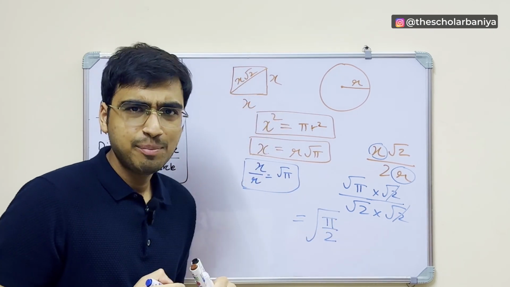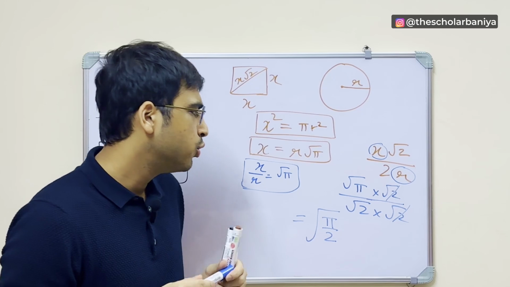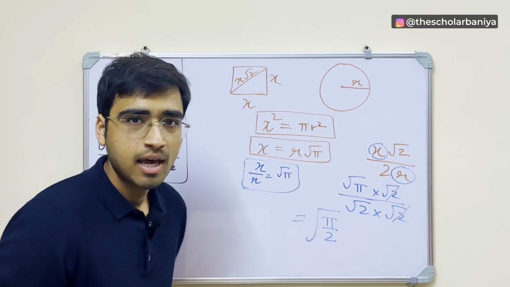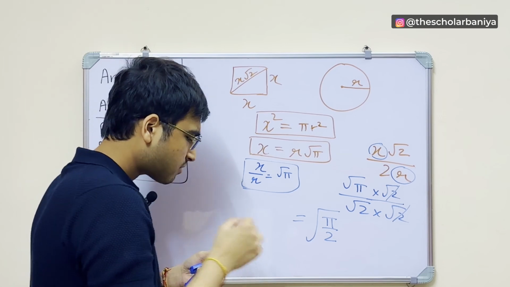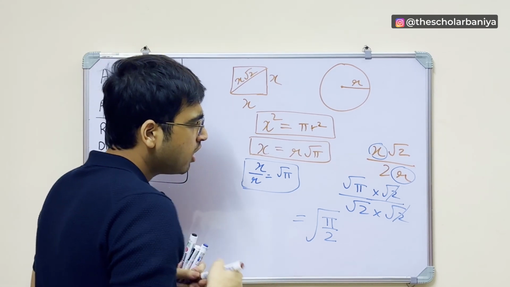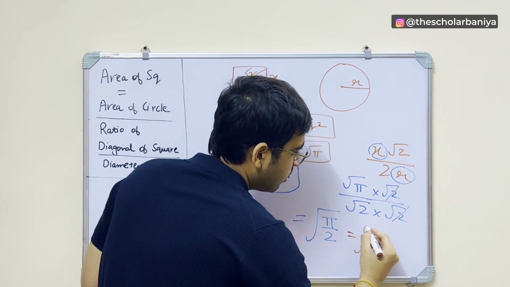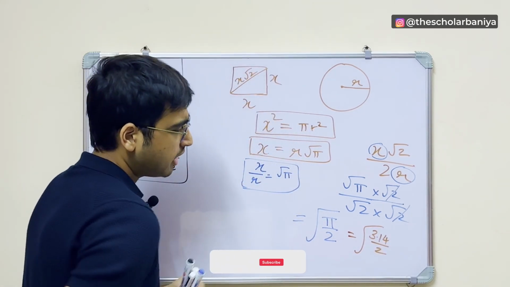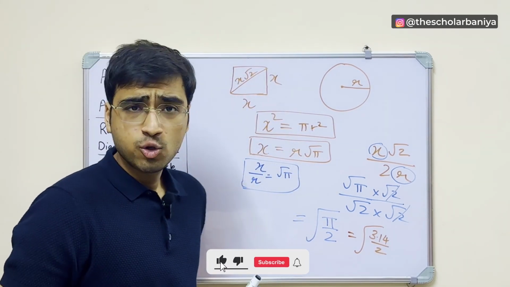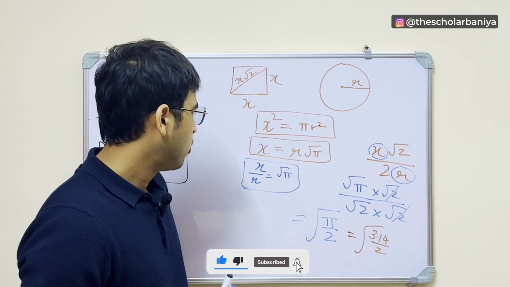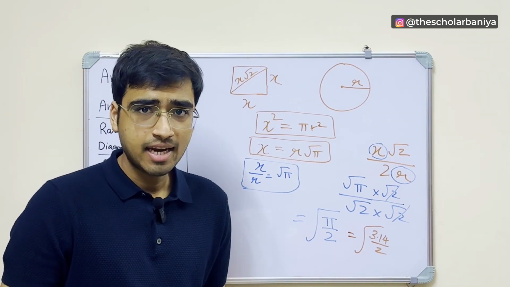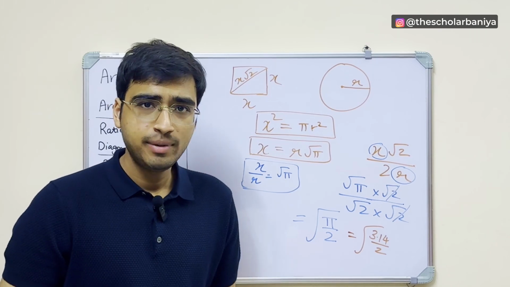Again, all of this is very basic solving. I hope you should be able to do it pretty quickly. So your final answer becomes root pi upon 2, right? Now what is root pi upon 2? Pi is 3.14, so 3.14 upon 2, right? So you can just solve this and I think you'll be able to get the answer. So I hope, very basic question, as simple as it can be. I hope this should be completely fine.